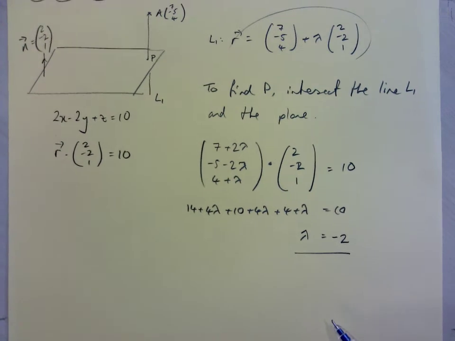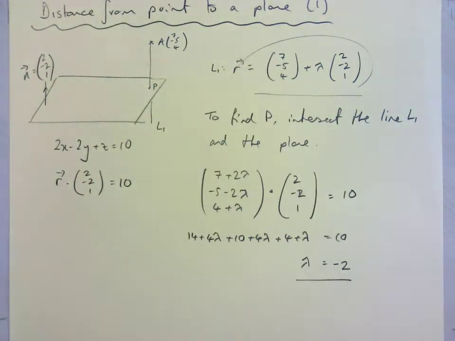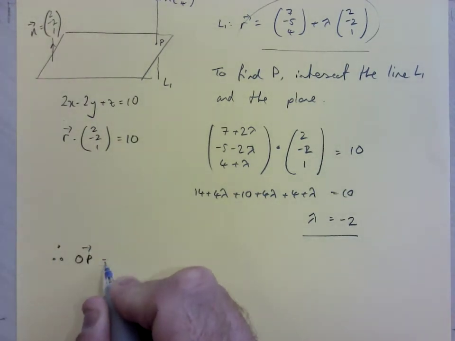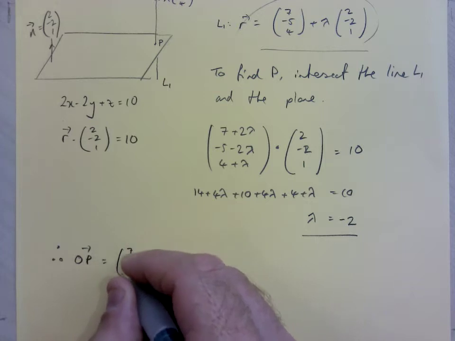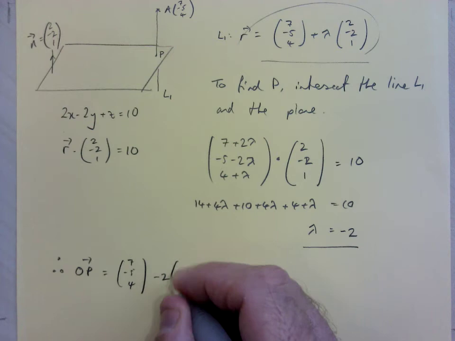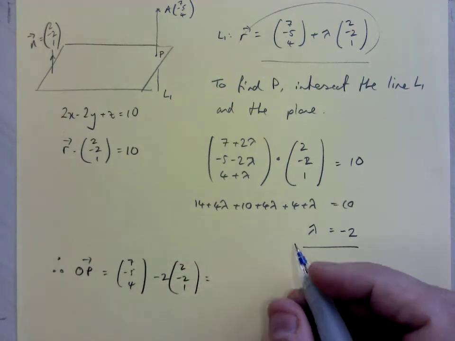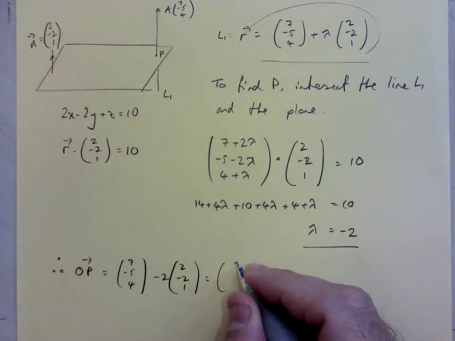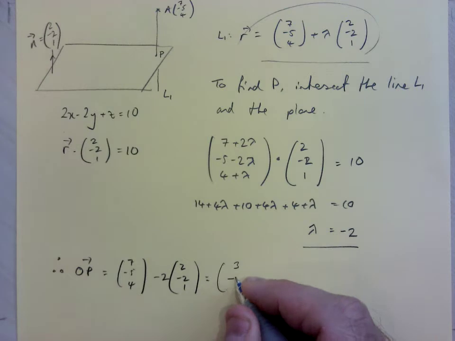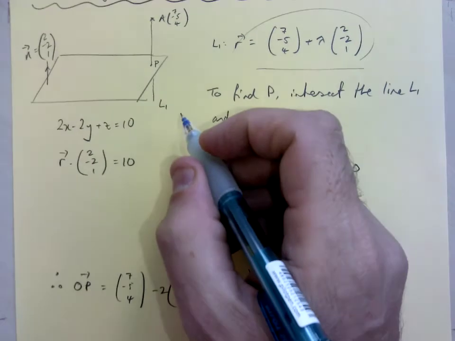Now what that enables me to do, I can now put λ = -2 into this equation to find the point P. So I can say therefore OP must be (7, -5, 4), looking at this equation up here, minus 2 lots of (2, -2, 1), which turns out to be 7 - 4 is 3, -5 + 4 is -1, and 4 - 2 is 2. So I've got the point P.